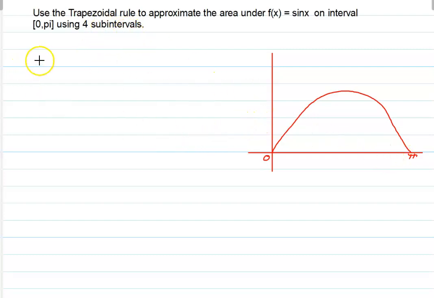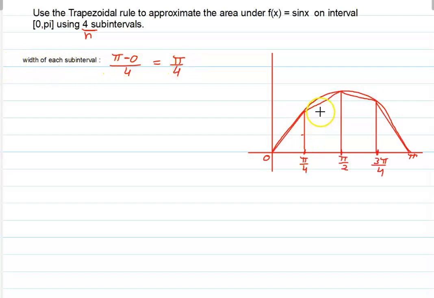So let us find the width of each interval, which is b minus a over n. N is 4 over here. So we got the width of each sub-interval as pi over 4. We draw the 4 trapezoids on these 4 intervals and we can see that the top side of these trapezoids run very close to the curve. That means it is going to give us a better approximation of the area.